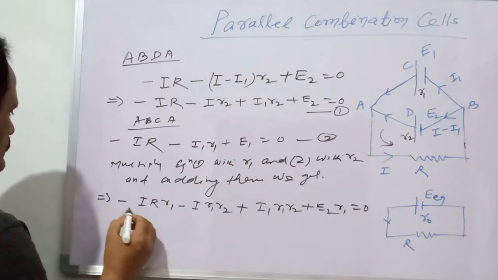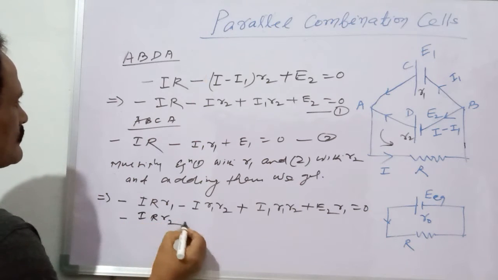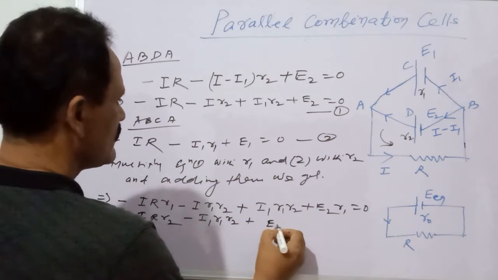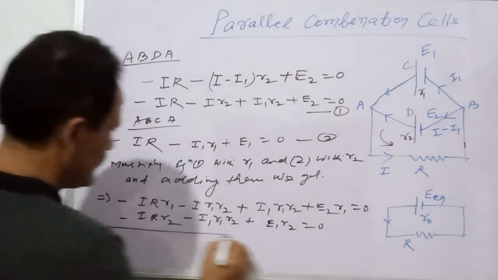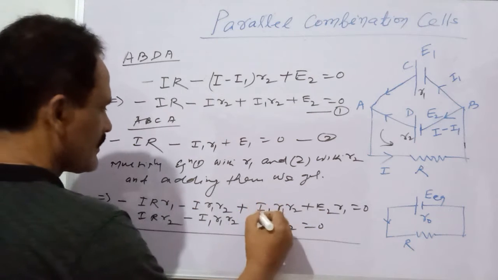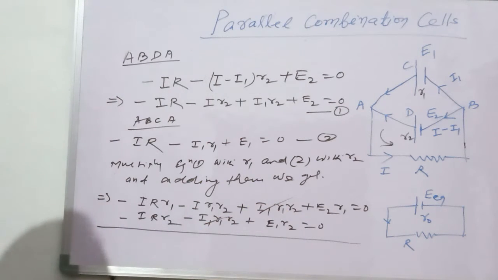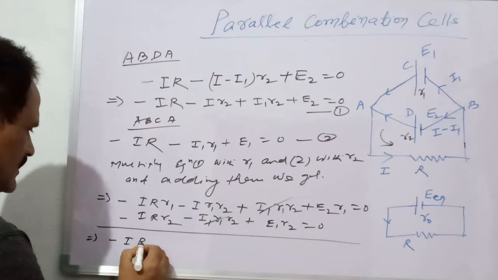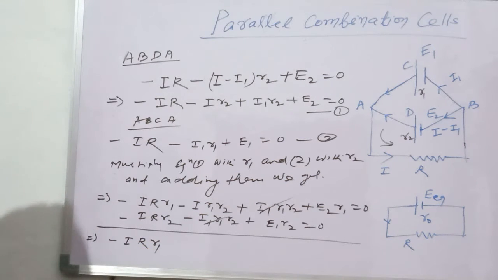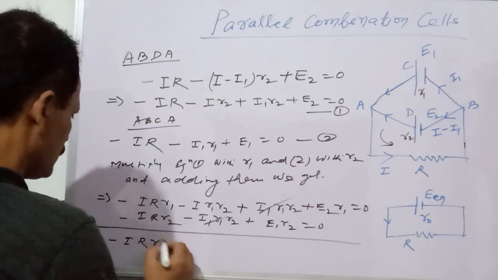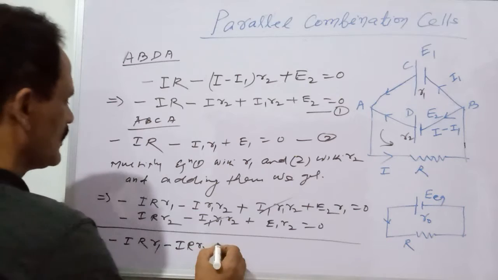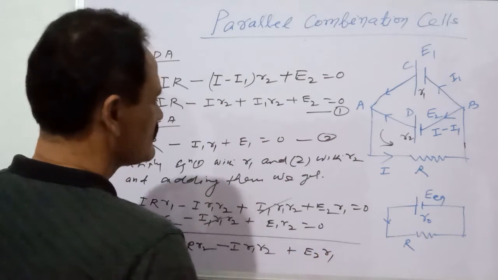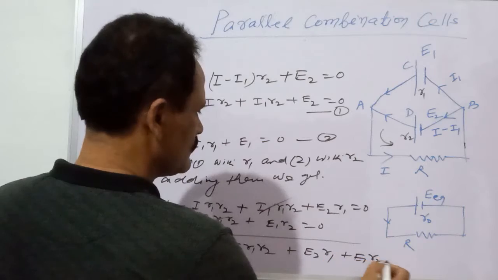In the second, this is I R R2 minus I1 R1 R2 plus E1 R2 is equal to 0, and adding we get, plus and minus is 0, and minus I R R1 minus I R R2 minus I R1 R2 plus E2 R1 plus E1 R2 is equal to 0.